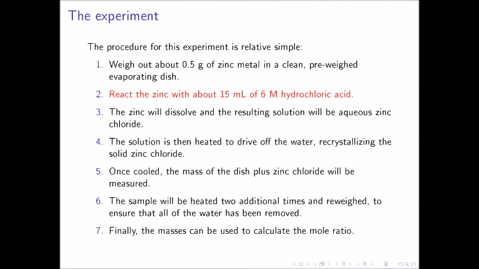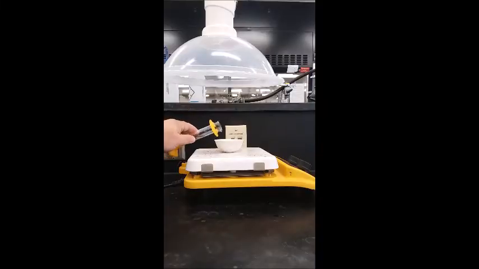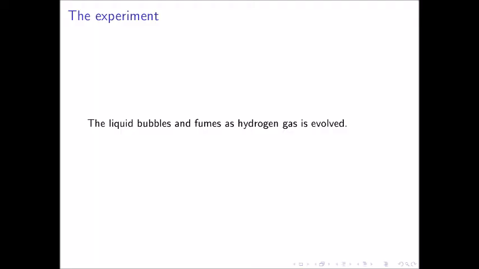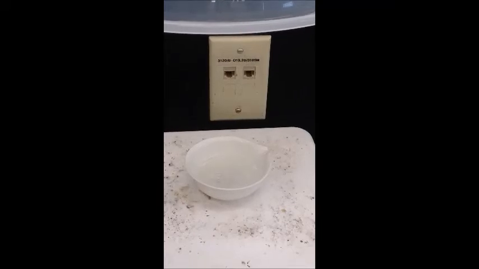The second step is to react the zinc with about 15 milliliters of 6 molar hydrochloric acid. We carefully pour the 6 molar hydrochloric acid on top of the zinc. Note that this is done underneath the snorkel so that the evolved hydrogen gas can be safely removed from the laboratory. As the reaction progresses, we notice that the liquid bubbles and fumes as the hydrogen gas is evolved, as seen in the next clip.